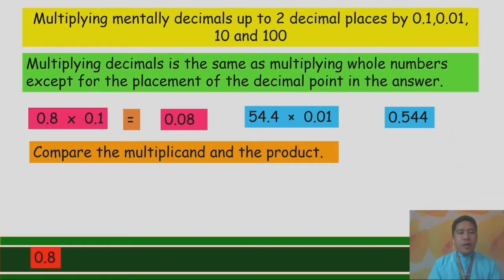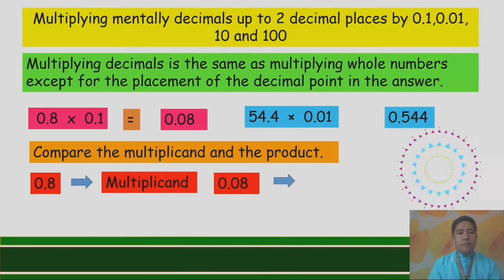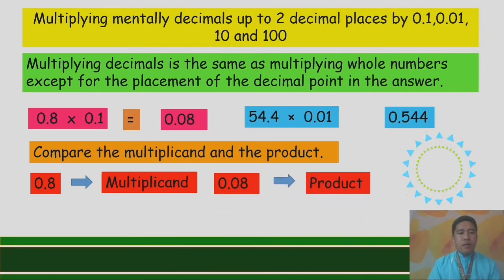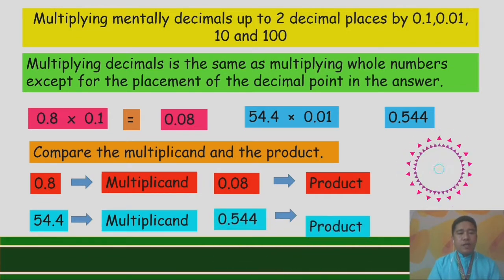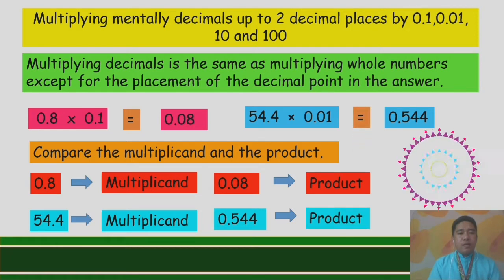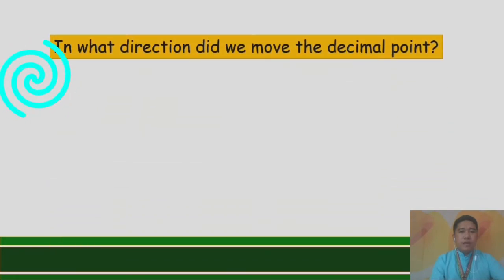How did we get our product? Let us compare the multiplicand and the product. 8/10 is our multiplicand. 800 is our product. Next, 54 and 4/10 is our multiplicand. 544,000 is our product. In what direction did we move the decimal point?